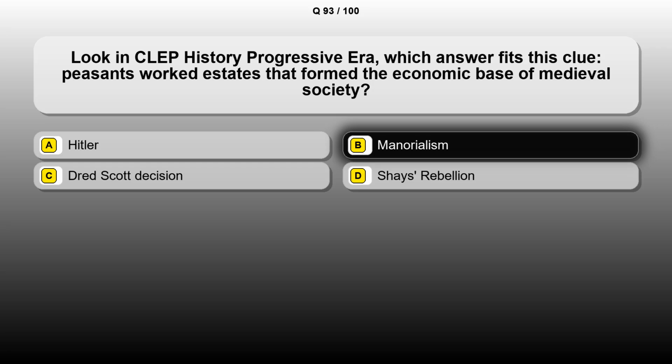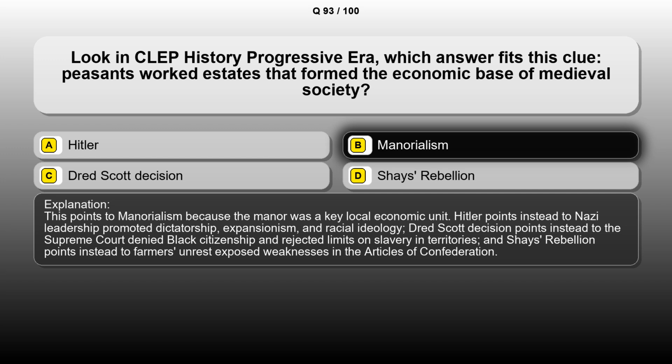The correct answer is option B, monorealism. This points to monorealism because the manor was a key local economic unit. Hitler points instead to Nazi leadership promoted dictatorship, expansionism, and racial ideology. Dred Scott Decision points instead to the Supreme Court denied black citizenship and rejected limits on slavery in territories, and Shays Rebellion points instead to farmers' unrest exposed weaknesses in the Articles of Confederation.